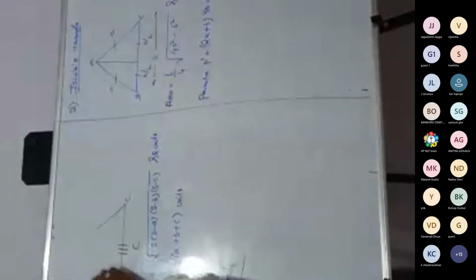This is the second triangle. In total, how many triangles did I tell you? Total 5 triangles. These are the 4 triangles. Please note down.